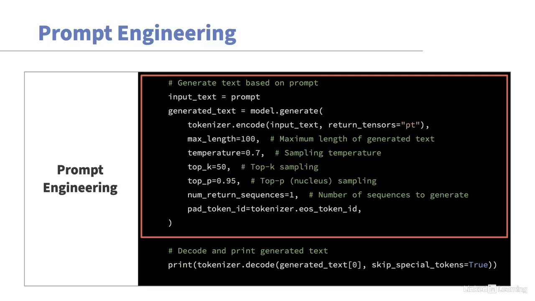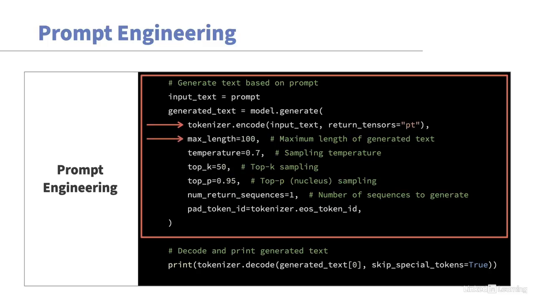Here's what each parameter does. Input text: the prompt or input text to generate text from. The model generate method generates text based on the provided prompt. It takes several parameters. tokenizer.encode(input_text, return_tensors='pt') encodes the input text using the tokenizer and returns it as PyTorch tensors. The tokenizer converts the input text into token IDs that the model can understand.